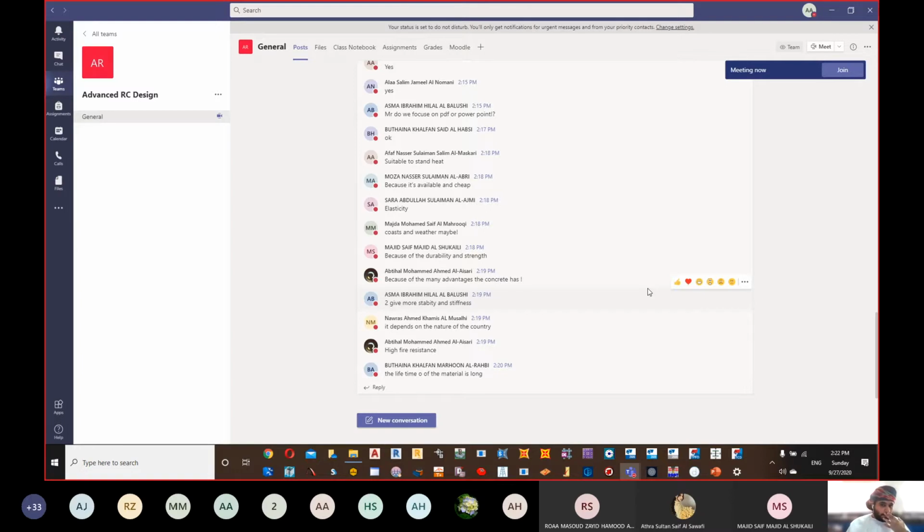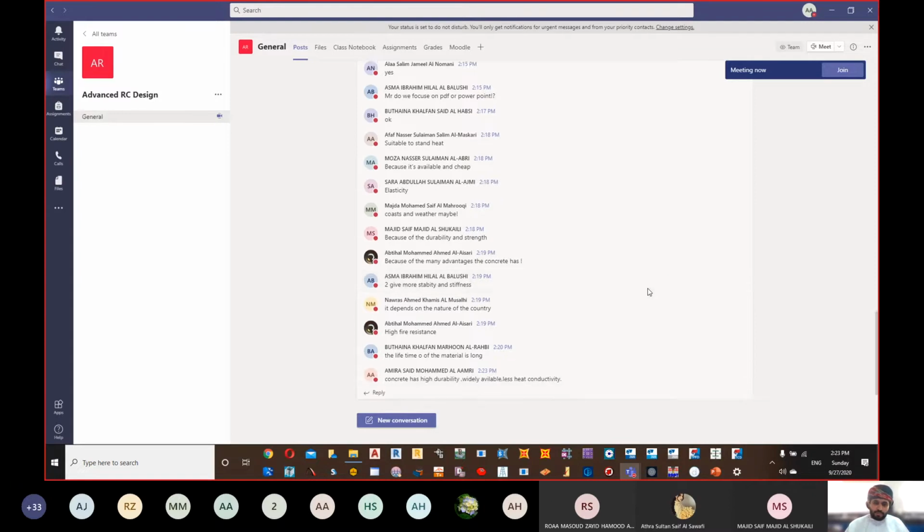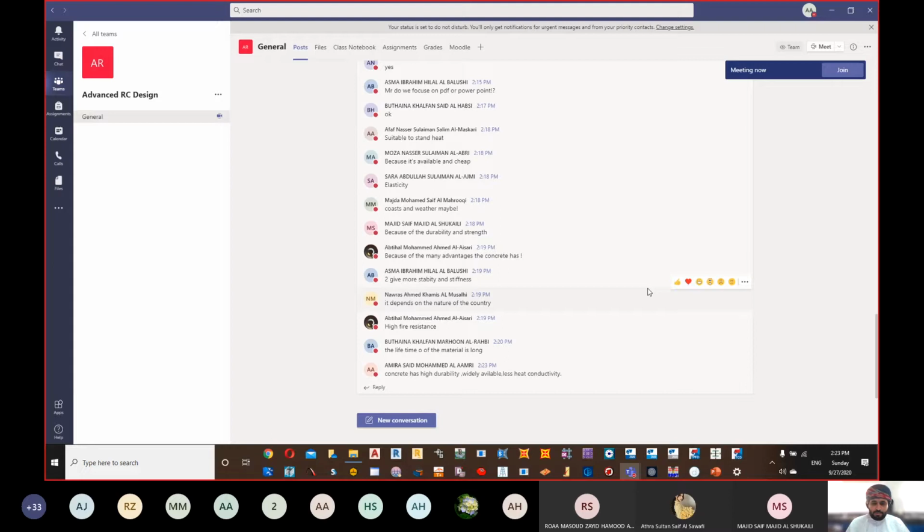Okay. So when it comes to a direct comparison between steel and concrete, can you tell me why we would prefer concrete? Some of you have already given good answers. You have referred to high fire resistance, and elasticity. Elasticity is for both of them actually, although for steel it is a bit better. Cost, weather, wide availability, heat, workability.